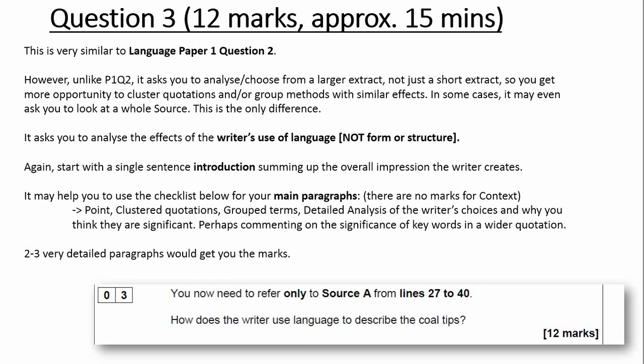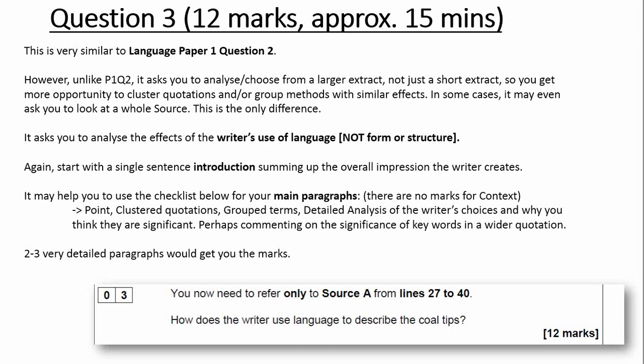Now you see again that the number of marks available for this question has risen slightly from 8 marks for question 2. This one is now worth 12. And the timing for this one would be around about 15 minutes, something like that. That will be the proportion of your time to spend on it. Now, the first thing to state about this question is that it's very similar to English Language Paper 1, Question 2.